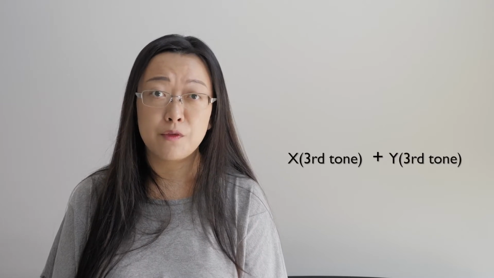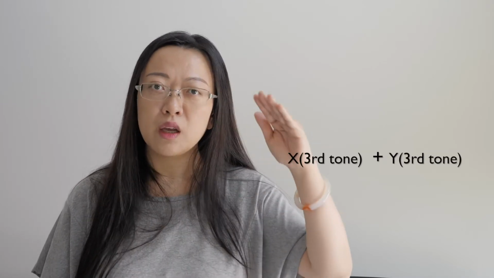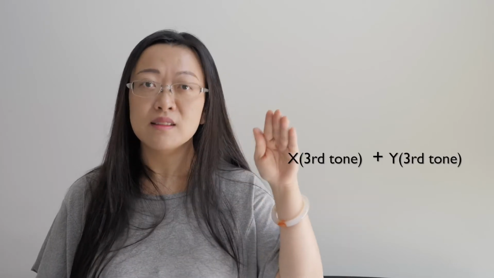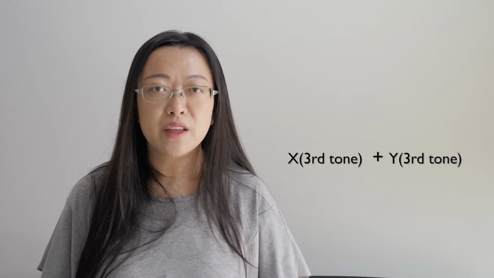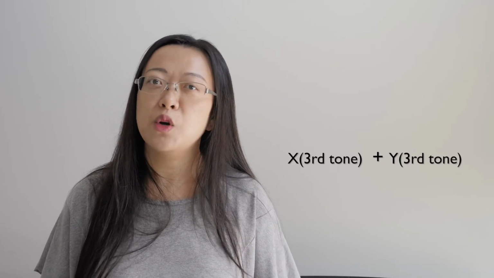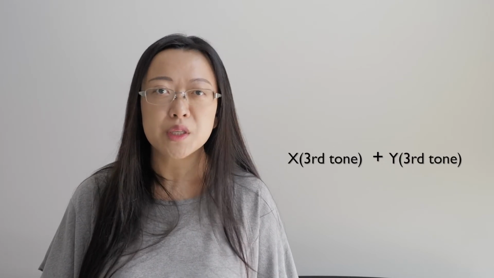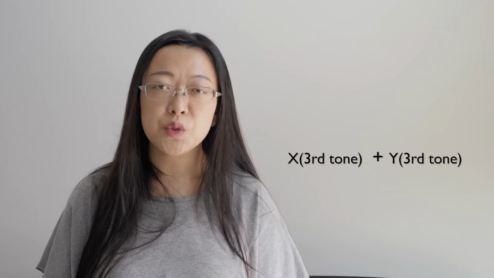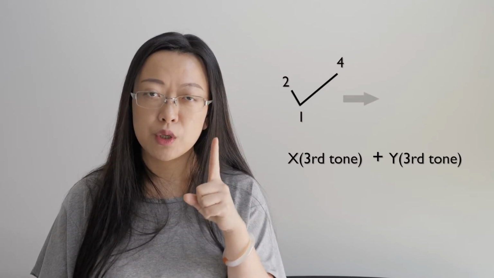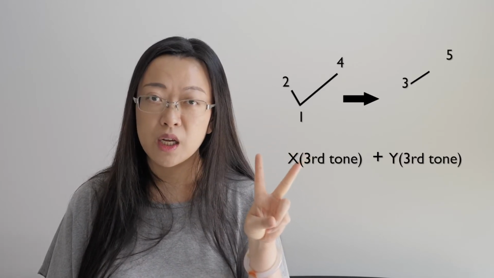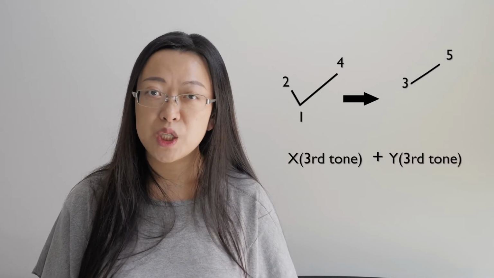Now, what happens with a third tone character that is followed by itself another third tone? Now you have a 3, 3. Obviously, you can't do that in real life because that's just so much effort and it will waste too much time. Well, in this case, you change the first third tone character into a second tone character, and that will make your life much easier.